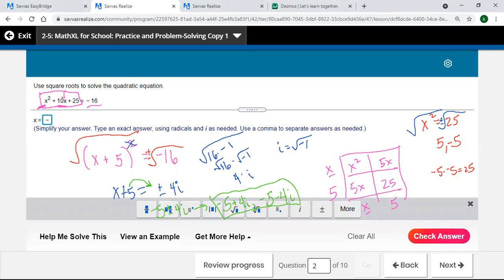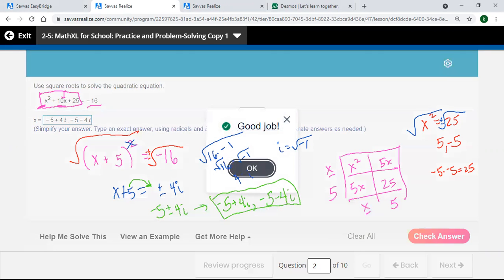Negative 5 plus 4i, comma, negative 5 minus 4i. And I think that should do it. Check that out. Good job.